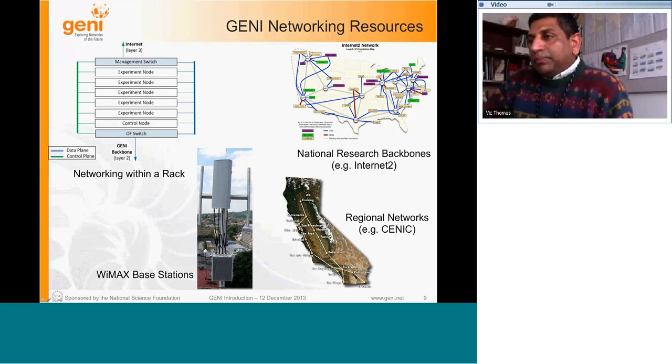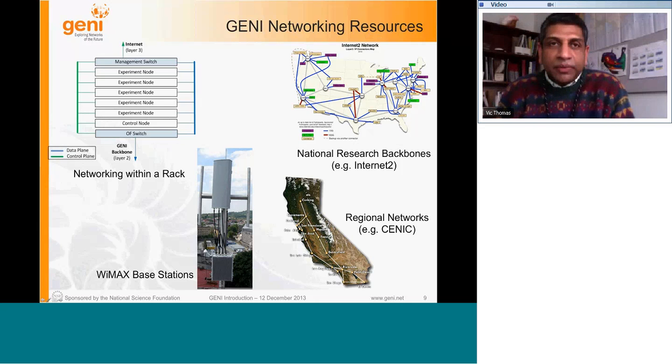National LambdaRail is another GENI partner and also makes links available to GENI researchers. We also have regional networks, so if your campus is not directly connected to Internet2 or National LambdaRail, you might go through a regional network. Those are also being GENI enabled, which means you can connect your rack through this regional network to a national backbone and back to some resource elsewhere. And of course, there are WiMAX base stations for wireless networks. There are campuses around the country where these base stations are deployed. You can run experiments with people using WiMAX-enabled smartphones, for example, and you can include them in your experiment.